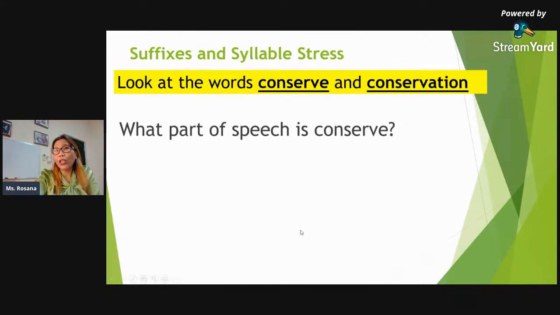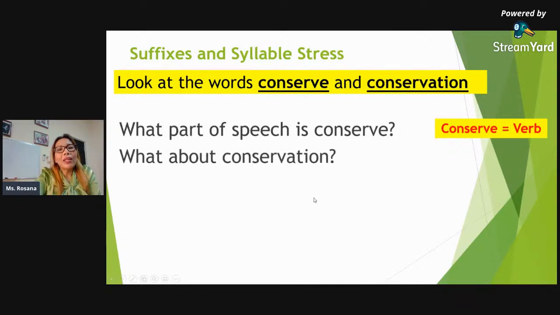When I say conserve, we should conserve water. Does it tell you what to do? What to do with water? We should conserve water. Yes, it tells you what to do. Therefore, it is a verb, right? What about conservation? When we say water conservation is a good thing because it helps us to avoid water problems. So what part of speech is conservation?